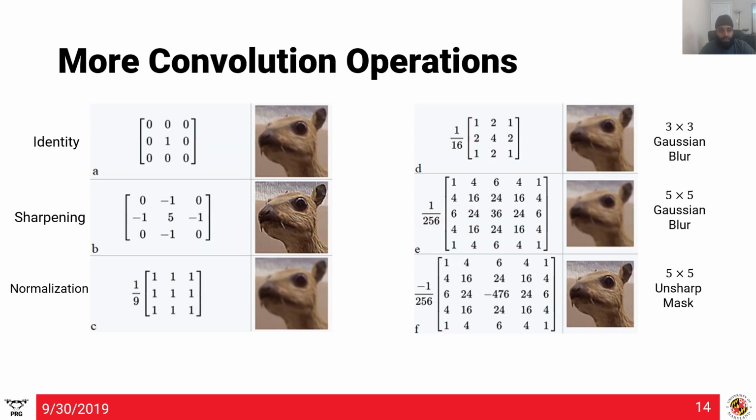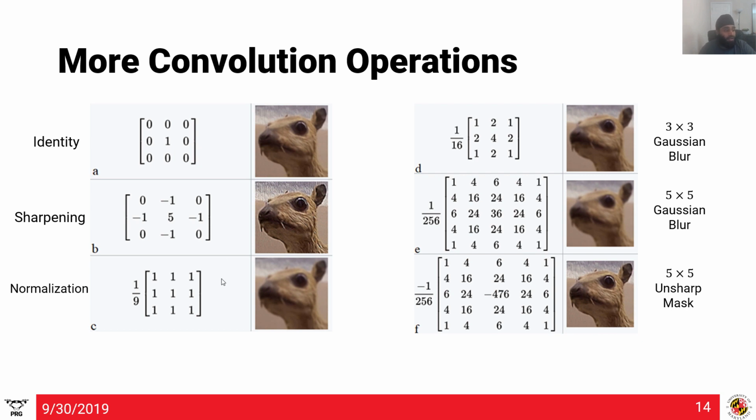Okay, so more convolution operations. Let's talk about identity convolution, which will basically, if I convolve this matrix with my input image, give me an output image exactly the same as the input image, right? That's why it's called identity. Next is sharpening. If I have something like this, with the higher value in the middle and -1 in the 4 quadrants, I'll have a much sharper image compared with the original image.